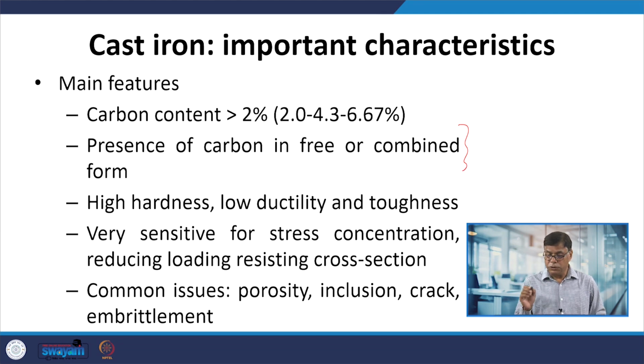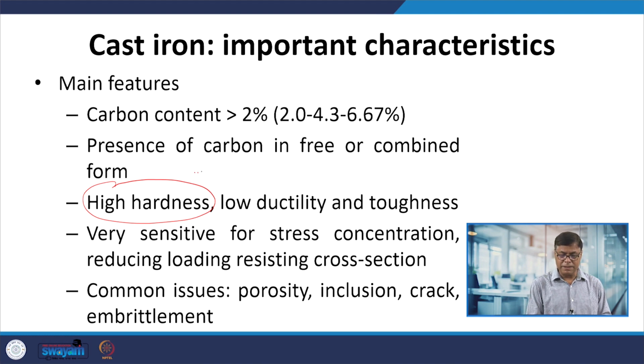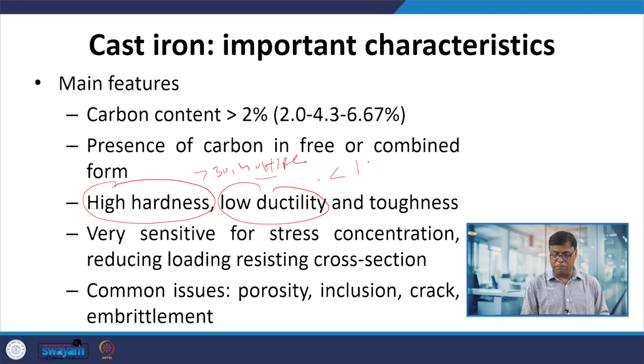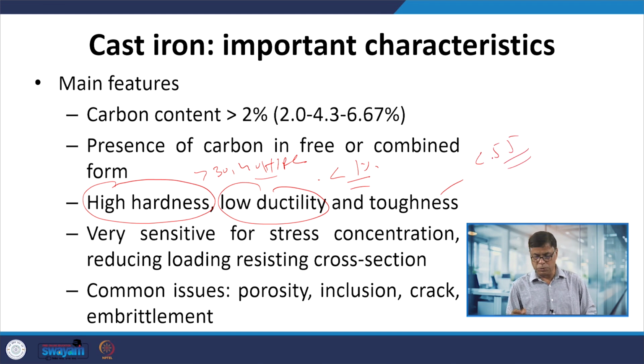Usually, because of the high carbon content and the cooling conditions during solidification of castings, cast irons offer very high hardness coupled with very low ductility. High hardness means something like 30 to 40 HRC. On the other hand, ductility is very low, maybe even less than 1%, and toughness is also less than 5 joules, or even 2 joules. So hardness is high, ductility is low, and toughness is very low, and this makes cast irons more sensitive to impact loads.